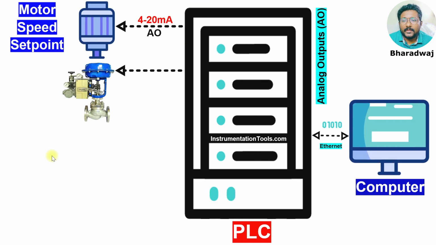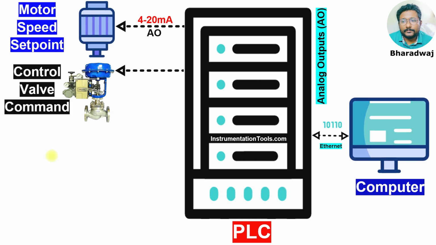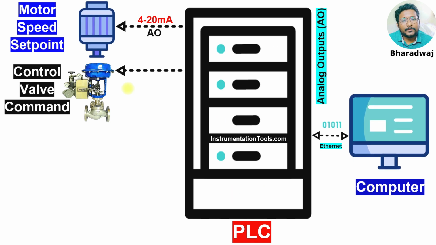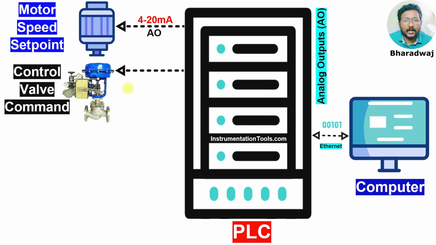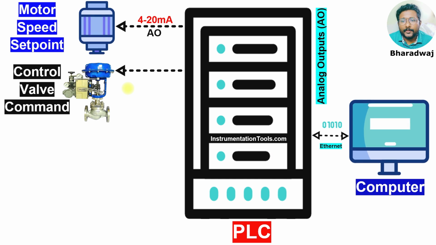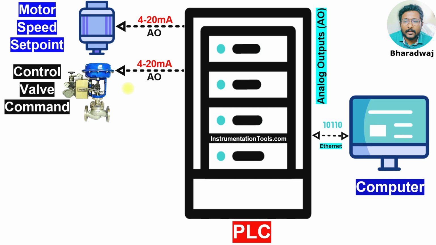Another one is control valve, and it is a command signal, like how much percentage the control valve has to open or has to close. Okay, it is also a 4 to 20 milliamp analog output.